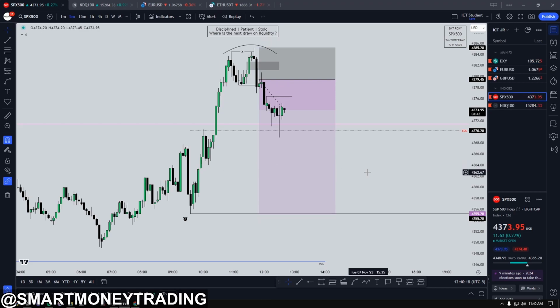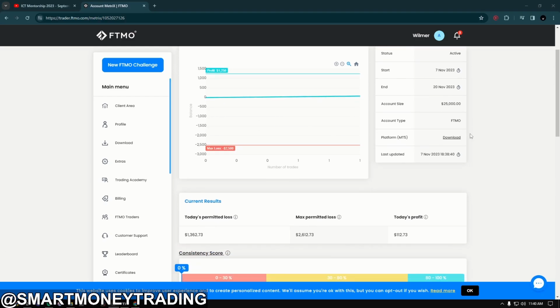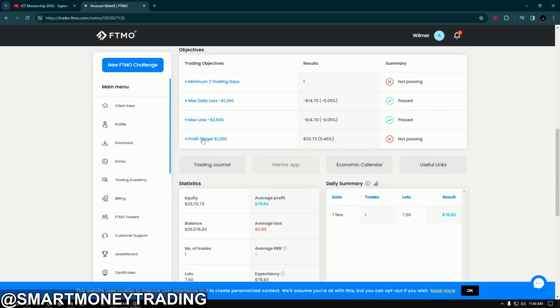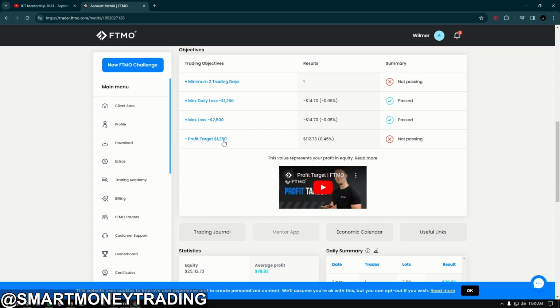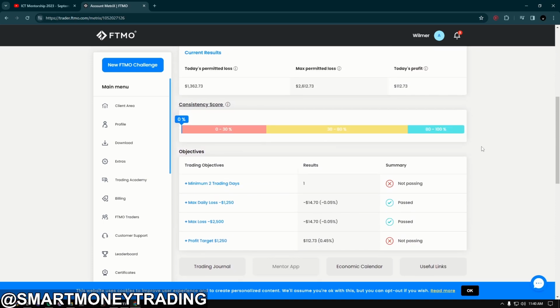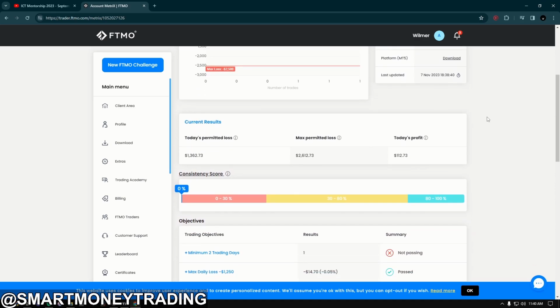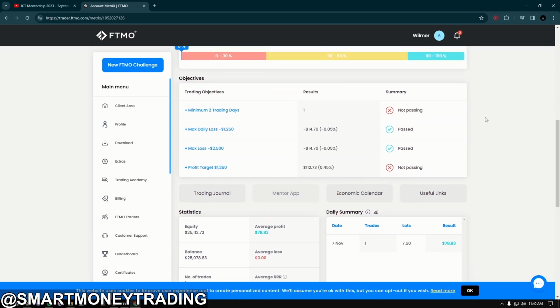And for this FTMO account, we didn't risk much. I went to look at the free trial, or the trial thing. I'm going to show you guys that right now. We have that here, and you can see our first trade was $78, and the profit target for this account, the 25k, is 1,250. The 25k account is pretty big, so I should have risked a little bit more. I thought this was a 15k account. The 15k account is only 750. It's kind of what I thought it was going to be.